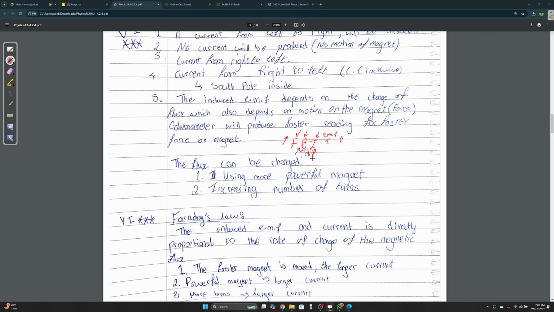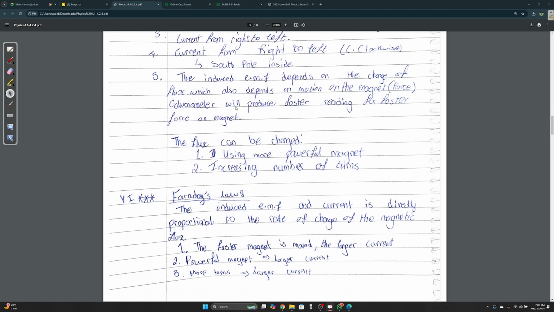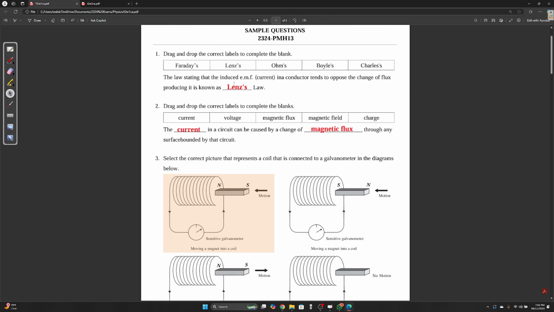So dPhi. There's an equation for it, and we'll talk about it later. So always remember, what does the induced current, or the induced EMF, depend on? The change in magnetic flux and the force, which is also somewhere here.